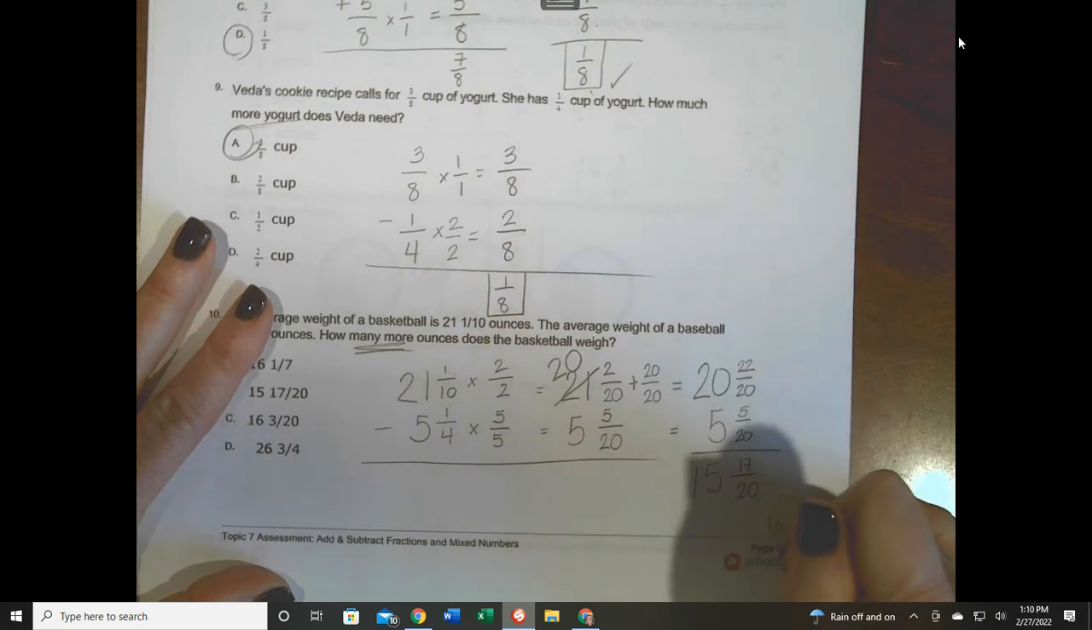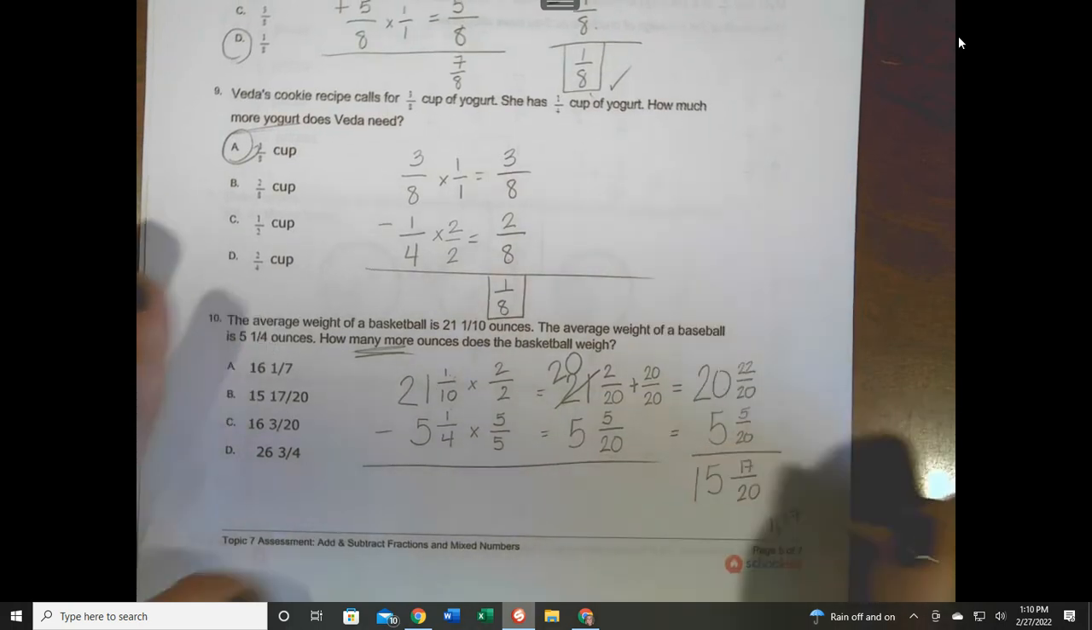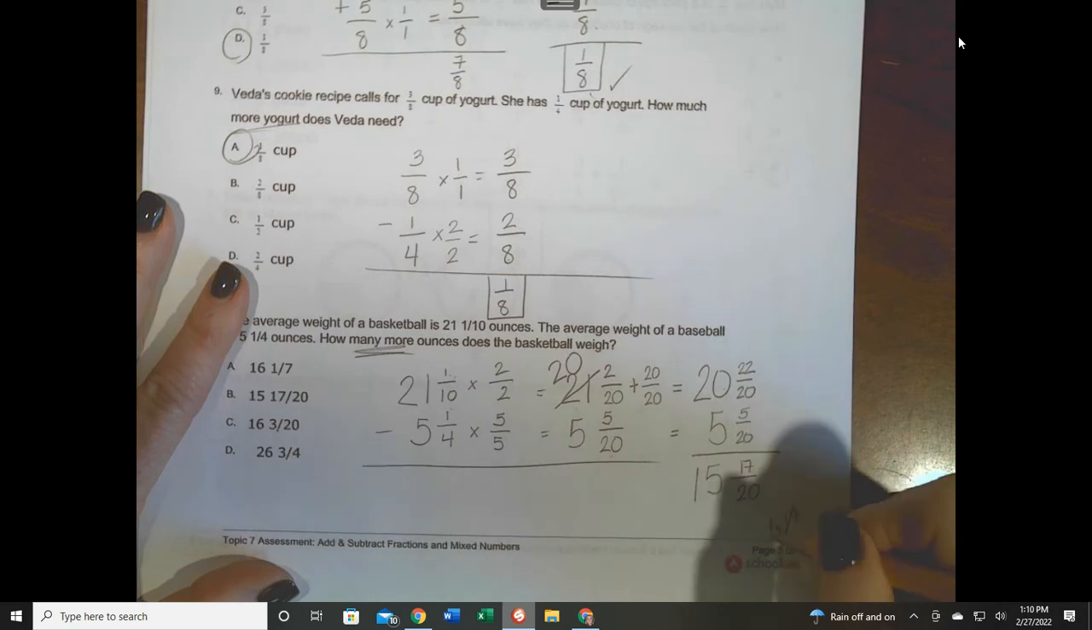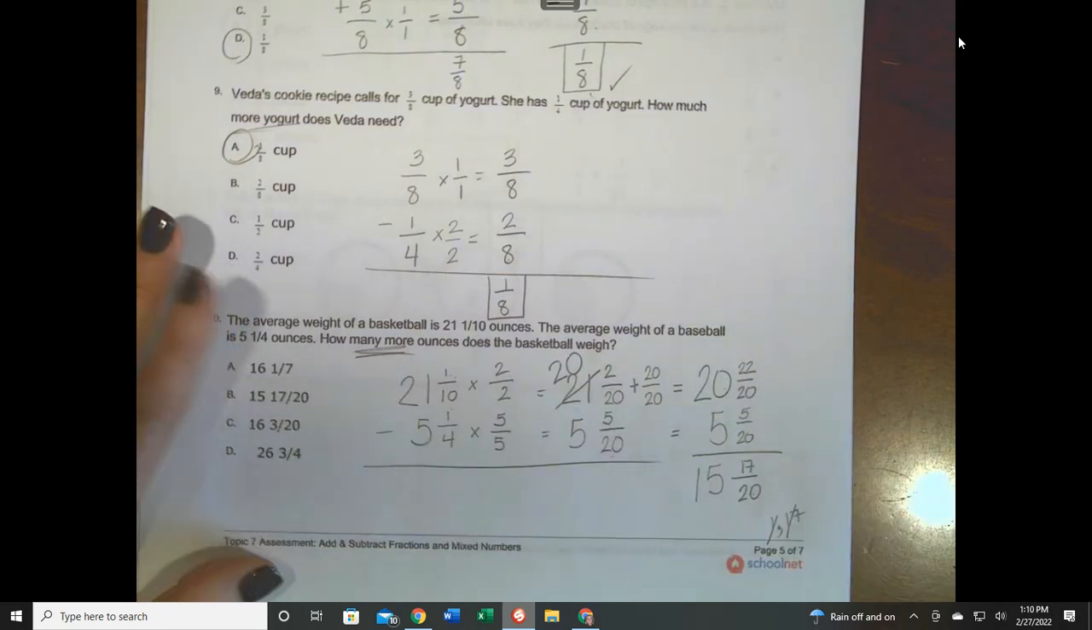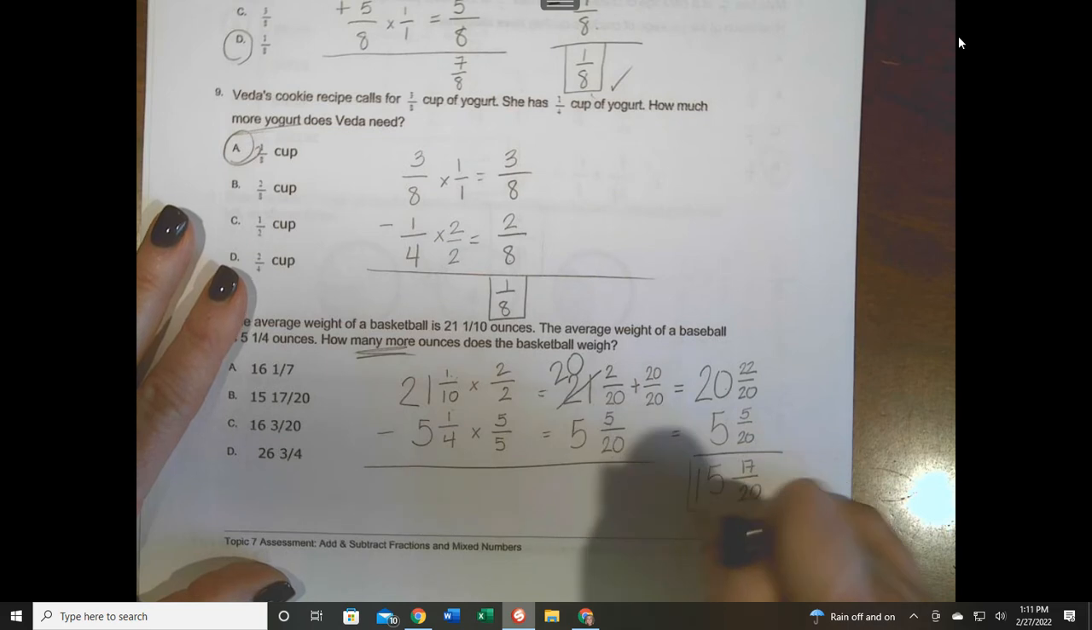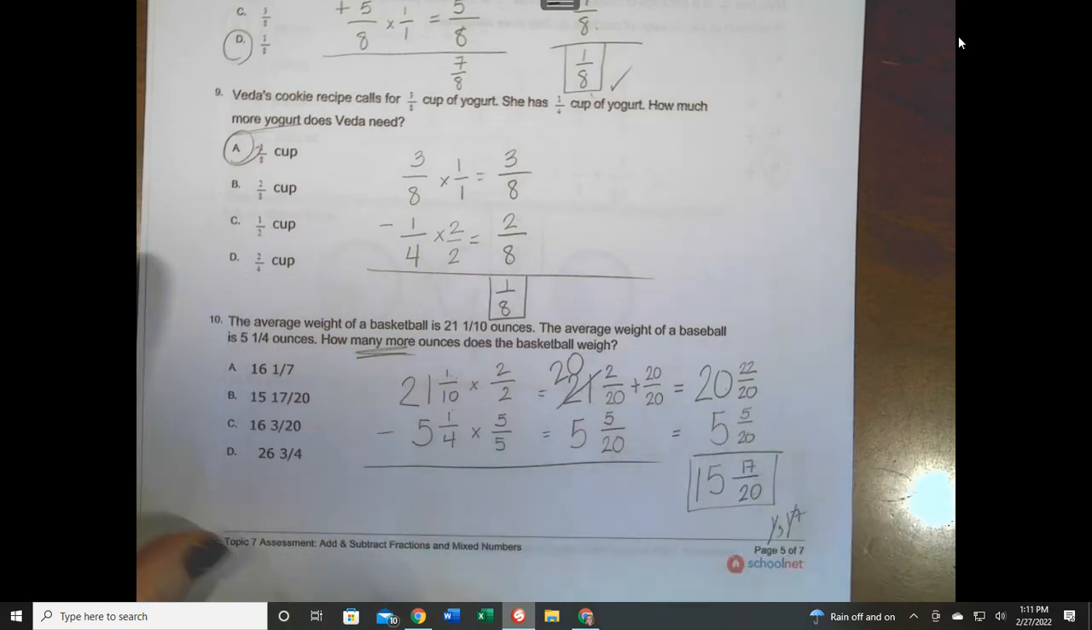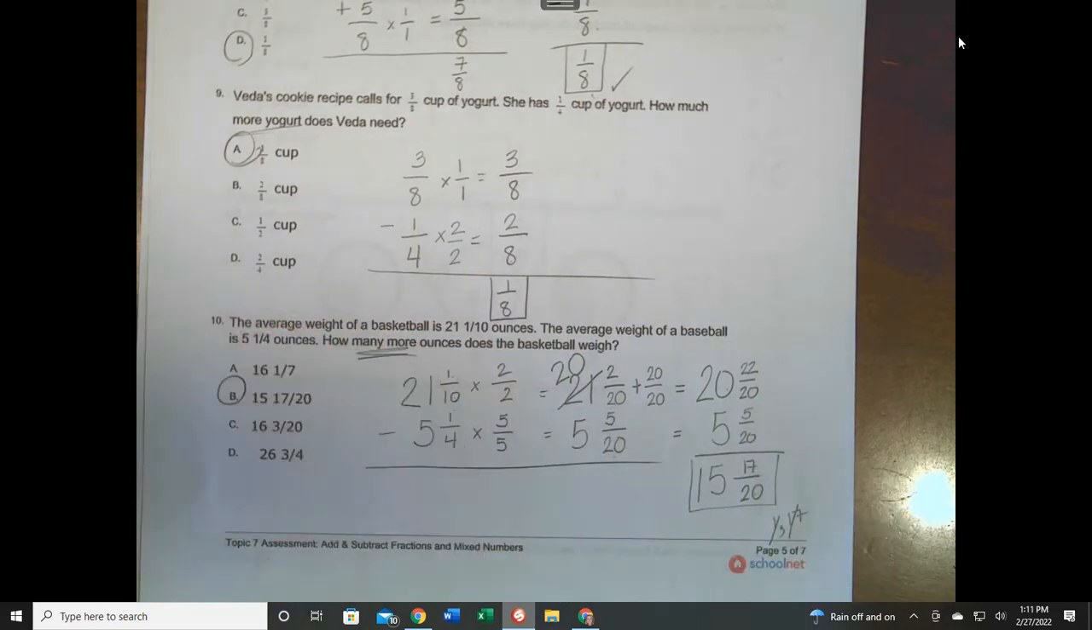17 is a prime number. 17 is not a factor of 20, and we would not simplify by 1. So 15 and 17/20 is in simplest form, and there it is. Answer choice B. All right, let's move on and let's talk about number 11.